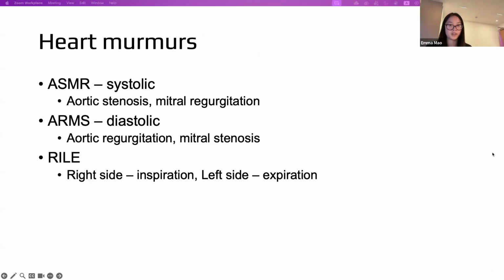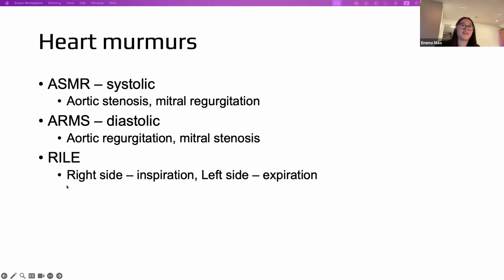That's good for revision. And then this random mnemonic that can come up, that can help, is ASMR. So aortic stenosis and mitral regurgitation. Those are systolic, and I just remembered it because ASMR, like systolic. And then ARMS is diastolic, and you have two arms or something like that. So aortic regurgitation and mitral stenosis are both in the diastolic phase. That's when you hear the murmurs.